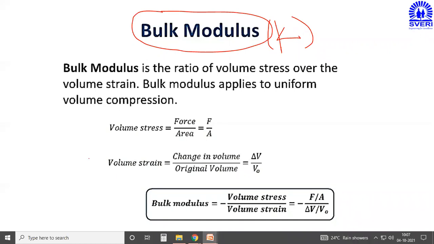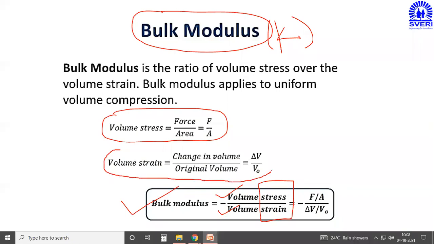Therefore, bulk modulus K is equal to stress upon strain. This is the common definition. Once again, bulk modulus is equal to stress upon strain, but which type of stress? Volumetric stress upon volumetric strain. And how to calculate them? Volumetric stress is equal to force divided by cross-sectional area. Volumetric strain is equal to change in volume upon original volume.